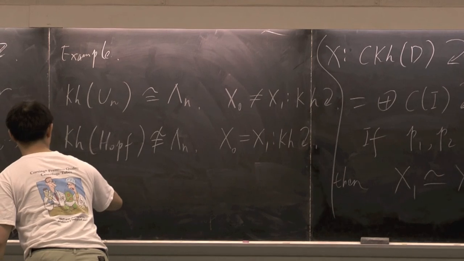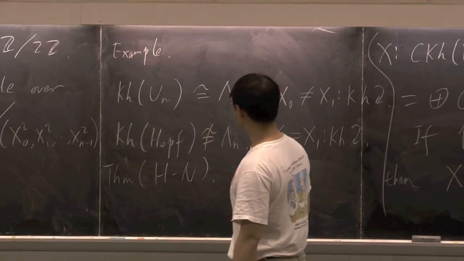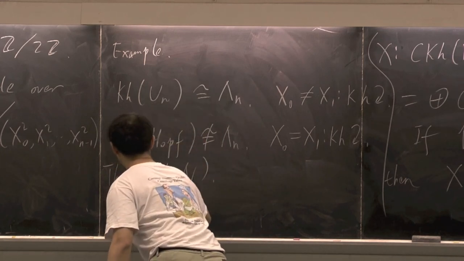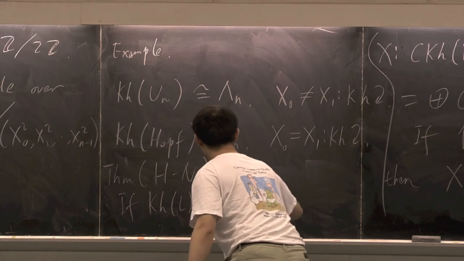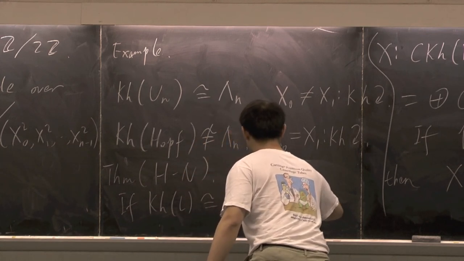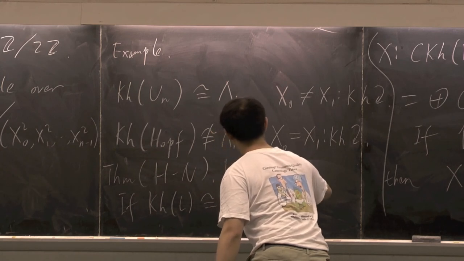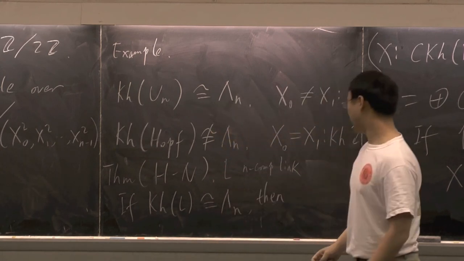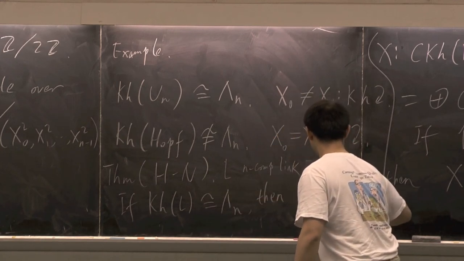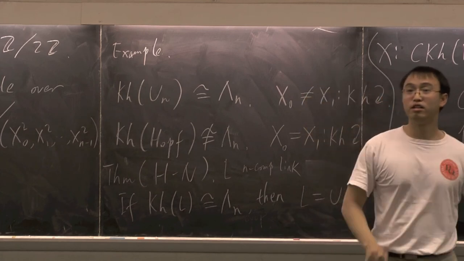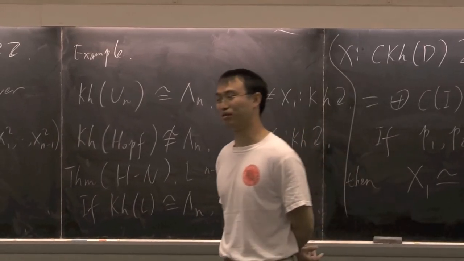And our theorem is that, let's say L is an n component link, if the Khovanov homology of L is isomorphic to Lambda_n, then L is the n component unlink. So that's our theorem. Okay, I guess I don't have time to talk about the proof.